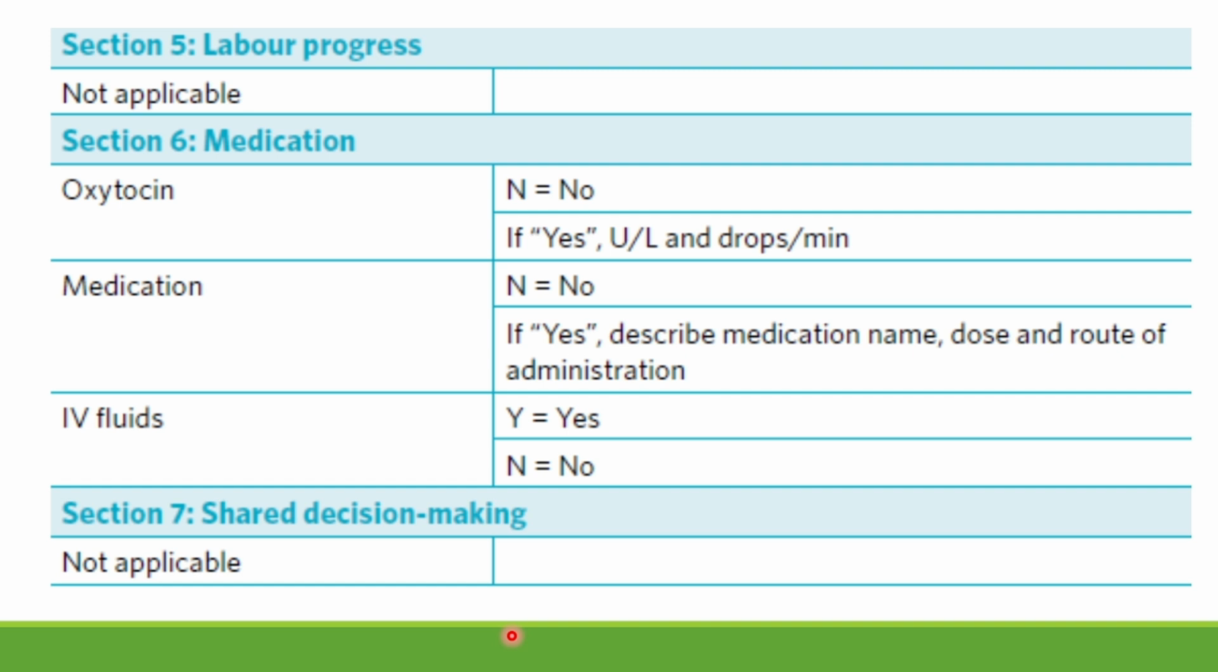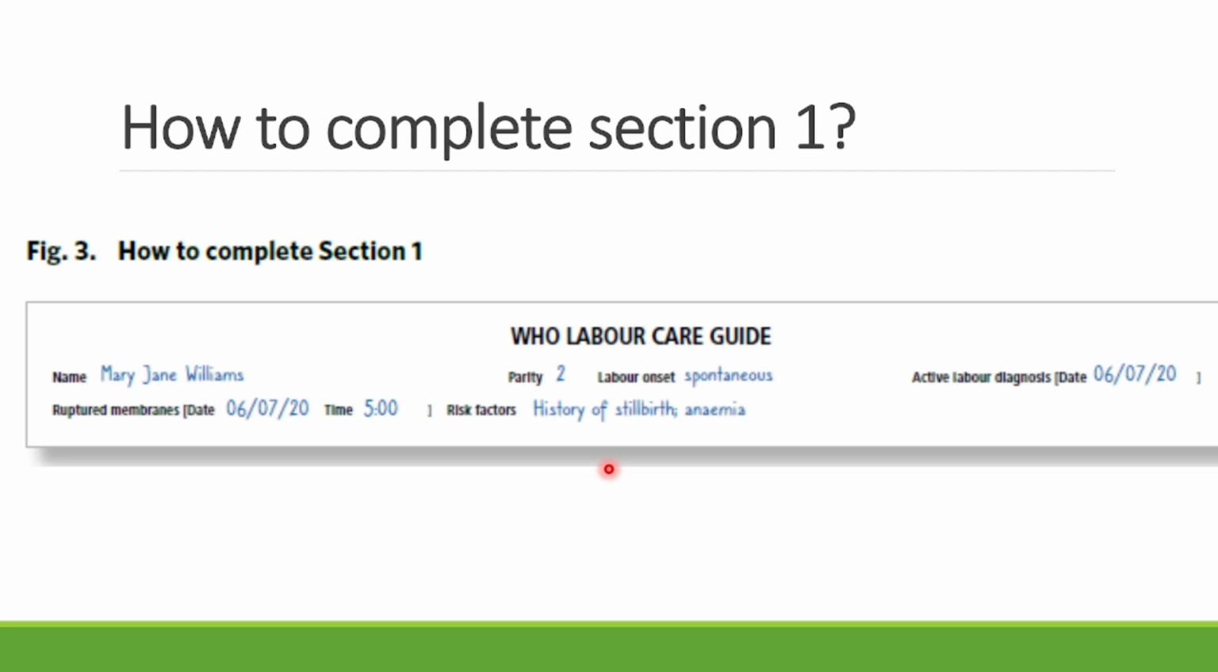Okay, oxytocin, yes or no? And if yes, you should write the units and the drops. Medication, yes or no? And IV fluid, yes or no? Okay, how to complete this section? Let's take this first example.